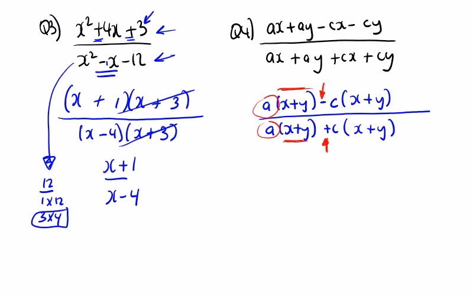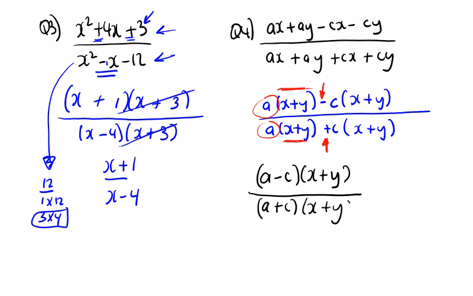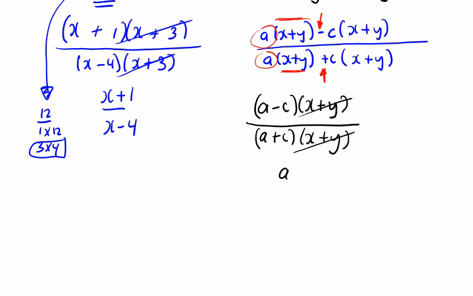So just finish off the factorization. We have a minus c on top by x plus y, and on the bottom we have a plus c by x plus y. What cancels? My x plus y's. Now you could leave it like that, but it's nice to tidy it up and write a minus c over a plus c. You don't have to use the brackets, but it does make it look nice and neat.